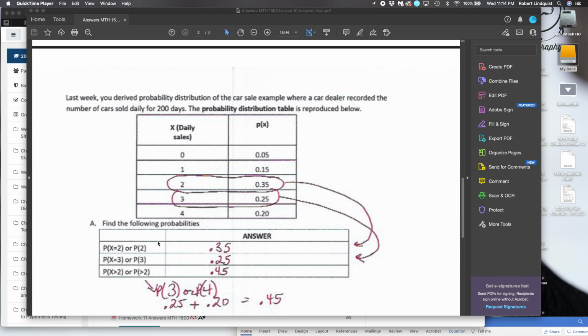Okay, for number 3, not every person rocked this one, but just about every person did. So let's go through this and make sure you understand what they're looking for, because sometimes some students are confusing this with expected value. Let's be careful about what we read here.